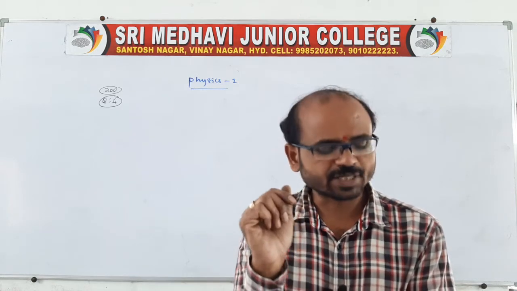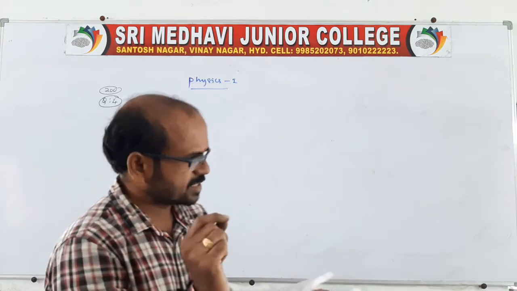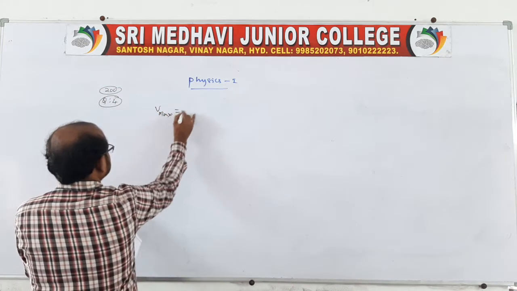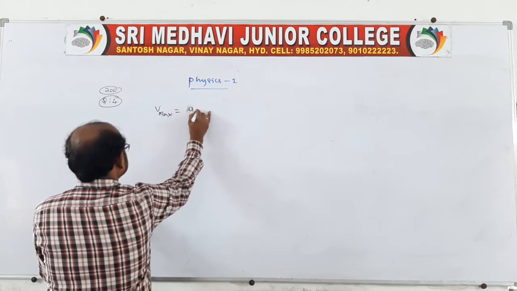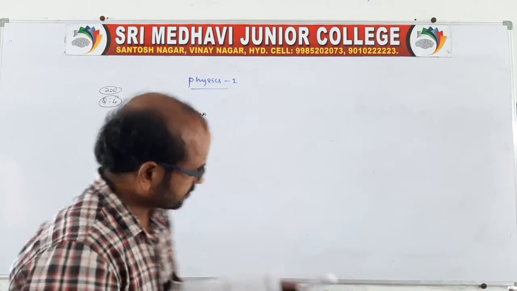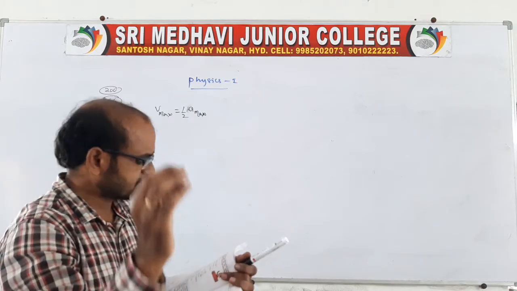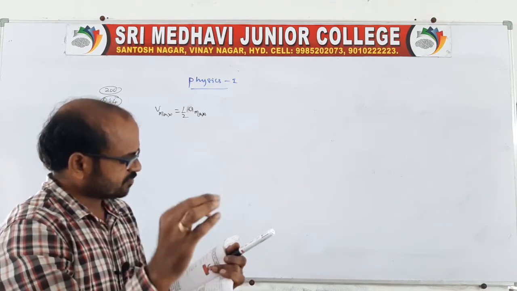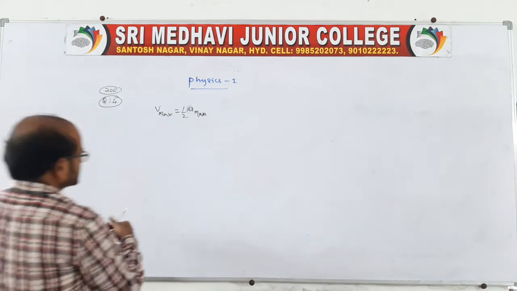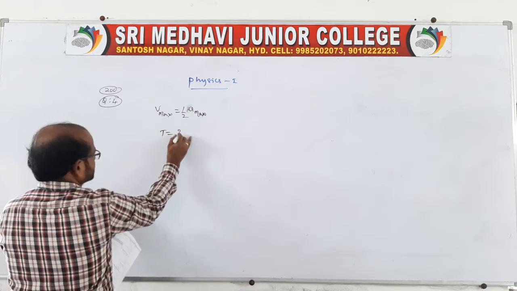The particle is executing SHM such that the maximum velocity during the oscillation is numerically equal to half of the maximum acceleration. So V maximum is equal to half of A maximum, given in the question itself. What is being asked? The time period, T.